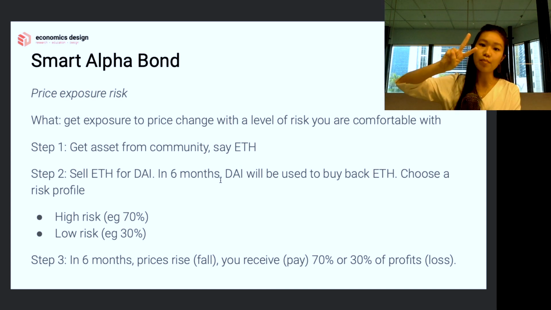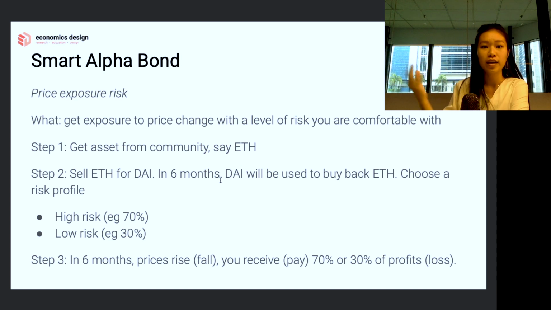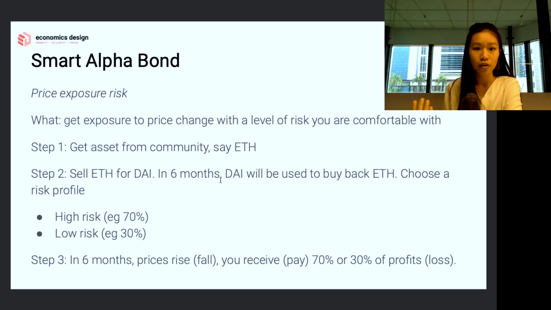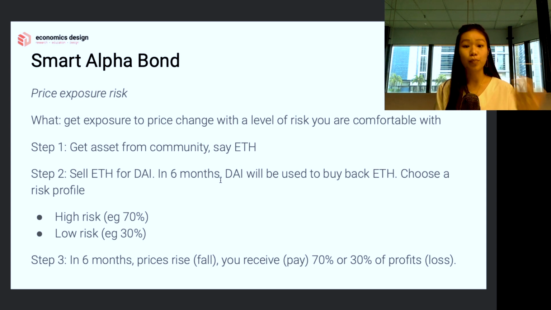Now let's move on to the second product, which is the smart alpha product. This is the price exposure risk. So what is it? It is to get exposure to the price change with a level of risk that you're comfortable with. So let's say I have ETH that's worth $400, and I'm worried about the value of this ETH going way too high or way too low.